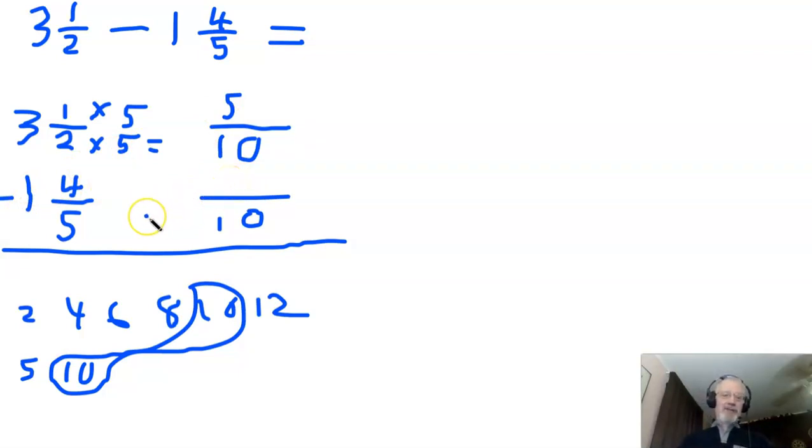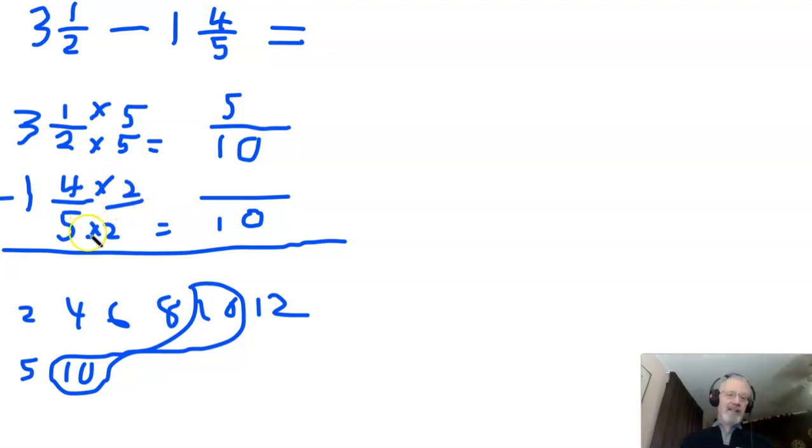So let's follow the same procedure. I know that I have to have 4 times something, and that's going to be my numerator, but I don't know what it is. To find out what I'm going to multiply 4 by, I got to say 5 times what is 10? Well, look at that. 5 times 1, 2 is 10. 5 times 2 is 10. Now, I just multiply the 4 times the same thing, 2.